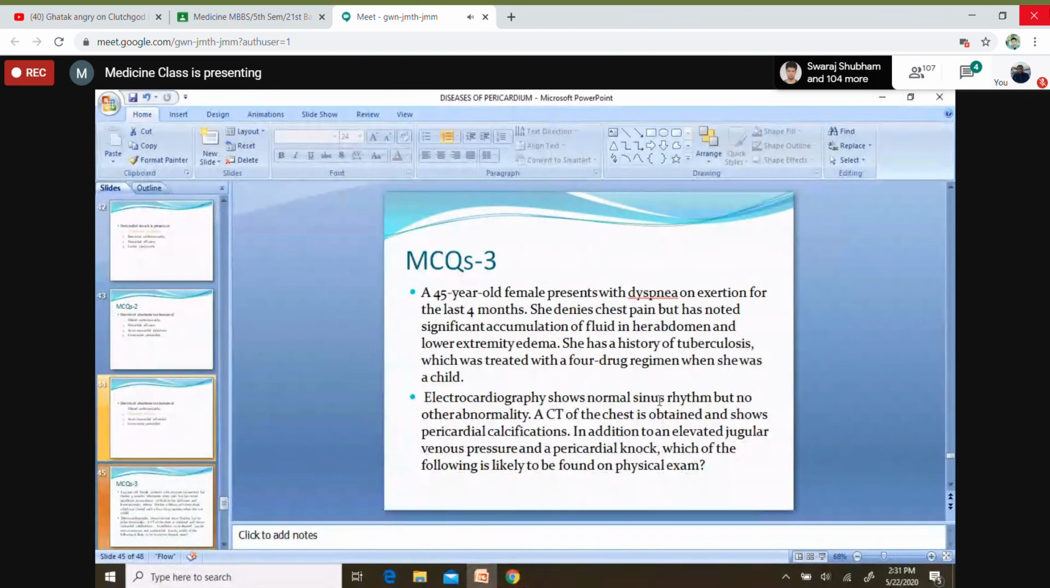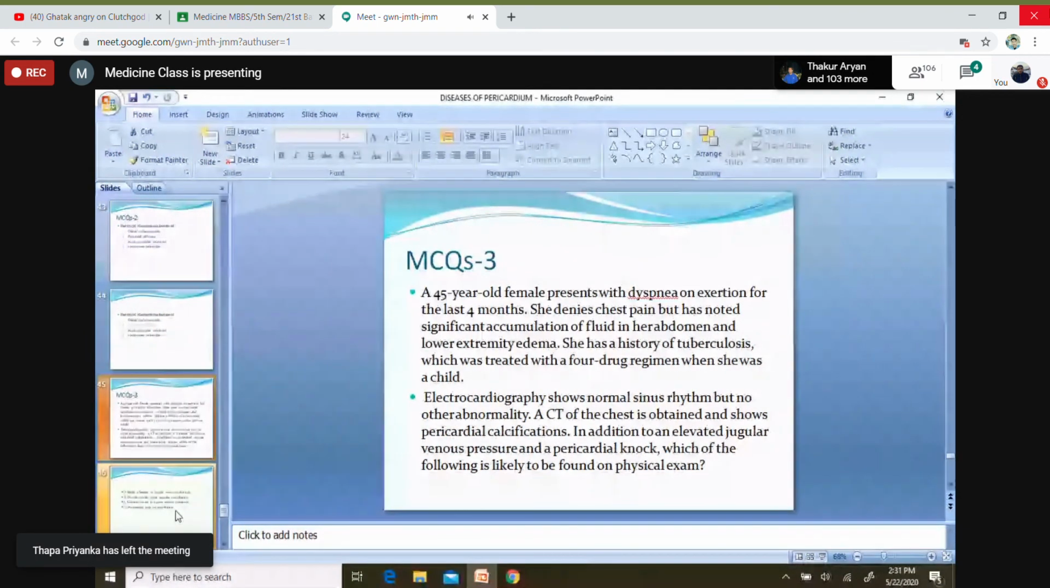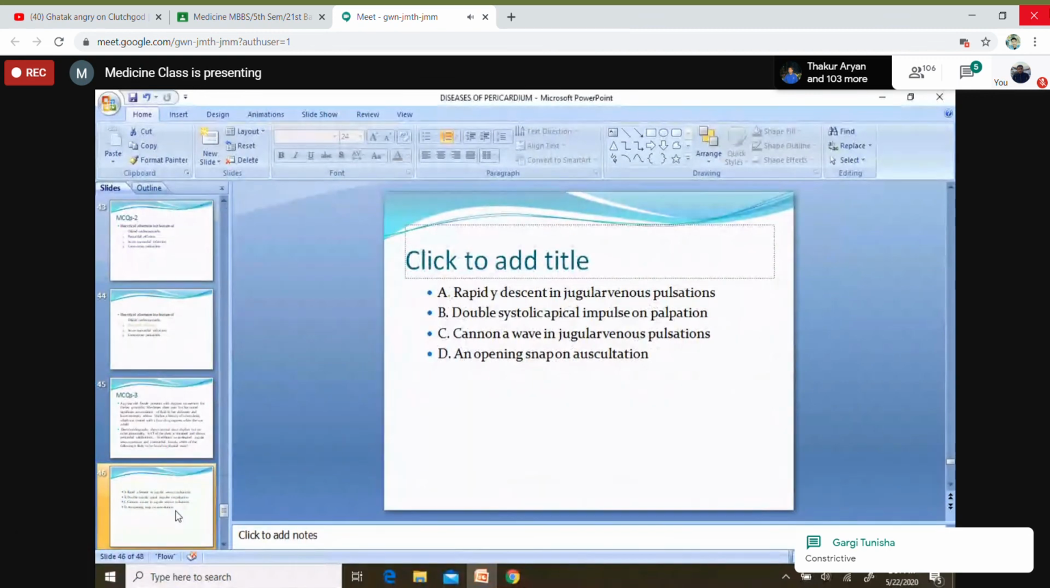So with this, what do you think is the diagnosis first? Pericardial calcification, pericardial knock. Constrictive pericarditis. Okay, so what other physical finding will you get in this patient?